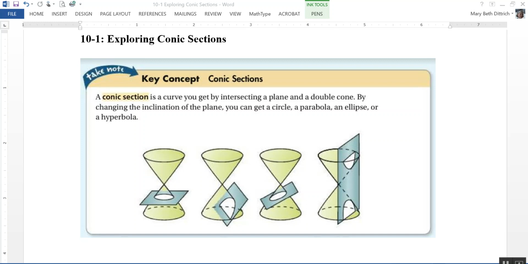Section 10.1 is on exploring conic sections. A conic section is the curve that you get when you intersect a plane and a double cone. Let's take a look at these diagrams here. So here's our double cone. They're kind of nose to nose right here.